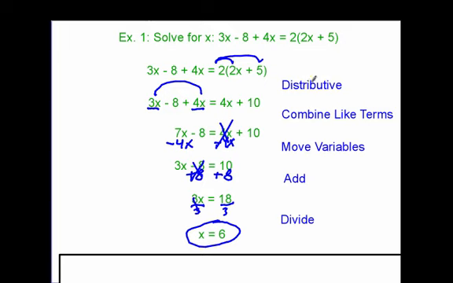So you can see that we just followed that procedure that I showed you on the last slide. We start by using the distributive property. Then we combine our like terms on either side. Then we move all of our variables so that they're on one side. Then we undo any adding or subtracting we see, and then we undo any division that we see. All right, so let's look at one more example.